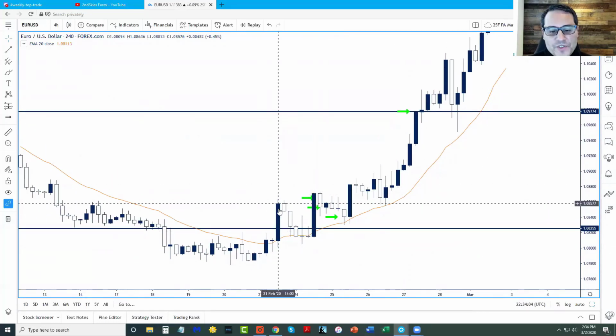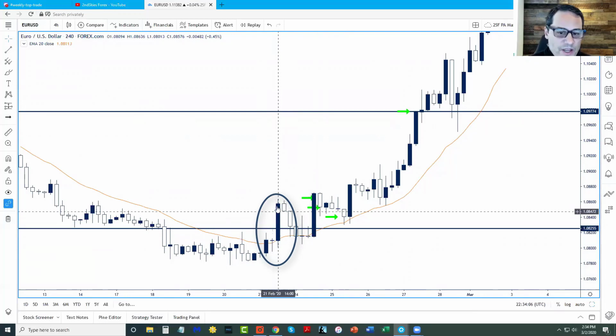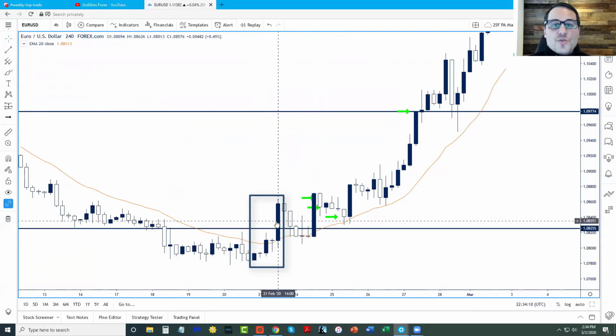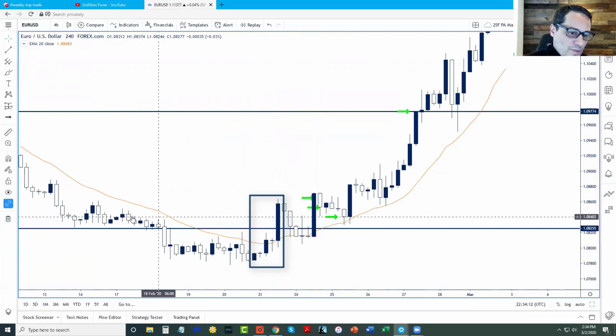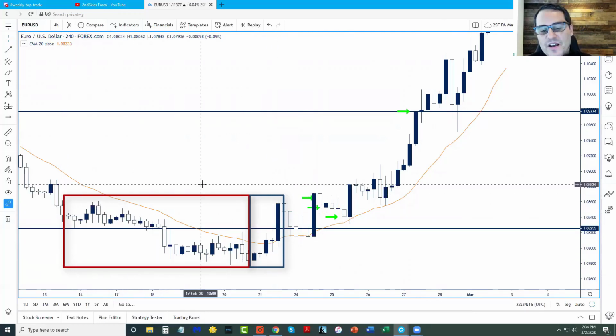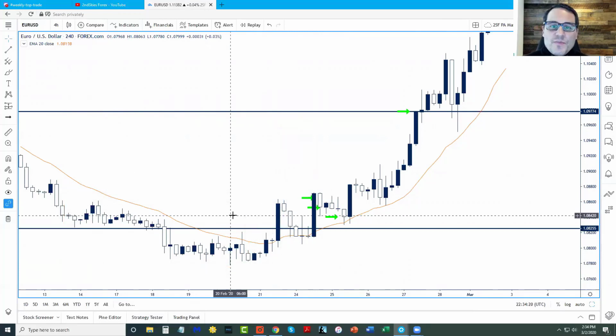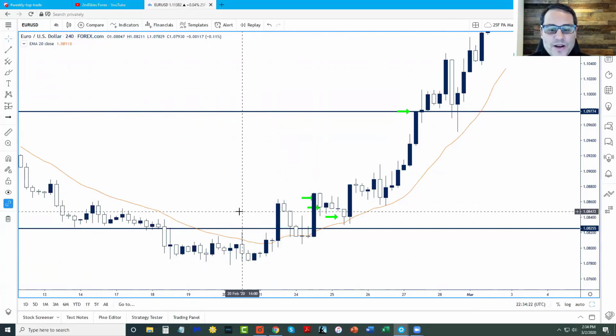We have this change in the relationship with the 20 MA here, and then the market just starts to get really bullish. And 1, 2, 3, 4, 5 candles, 20 hours of buying has erased 7 days of prior selling. So strong counter impulsivity to it, taking out a lot of the prior selling pressure.